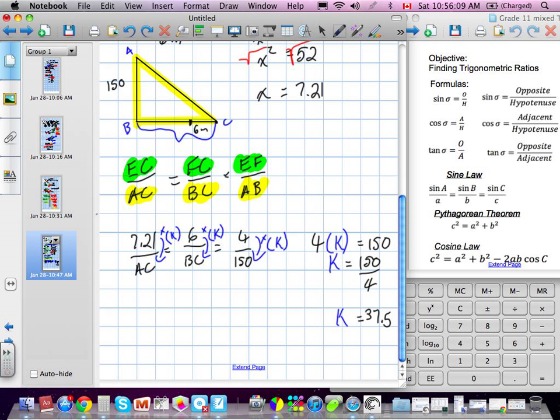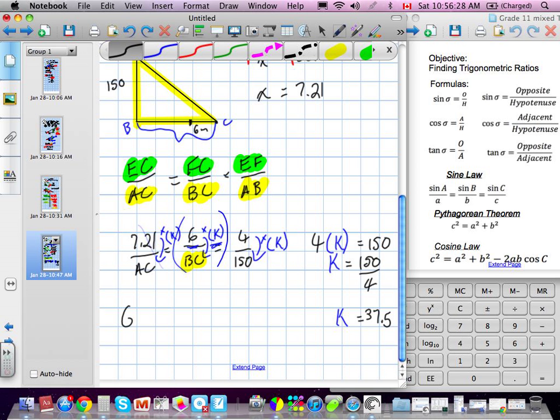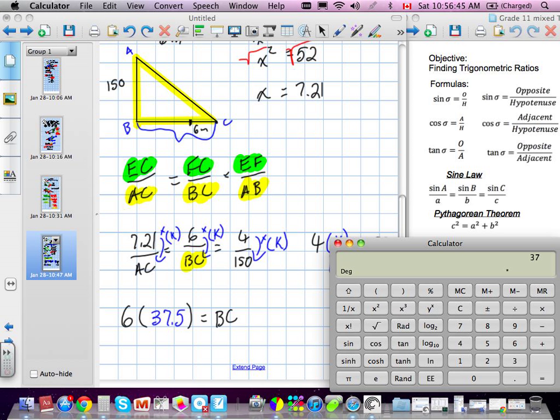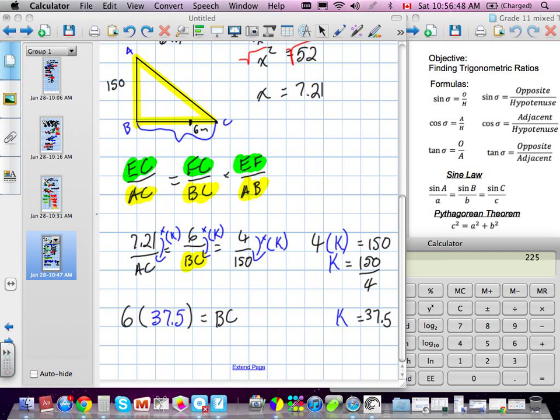What's our goal? What are we trying to find? BC. So we're trying to find BC, so let's not really worry about this ratio here. We know what our K factor is, and we know our number we started with was 6. So let's go 6 times our K factor. K factor is 37.5, is equal to BC. Let's type that in. 6 times 37.5 gives us 225. So side BC is equal to 225. I think it's meters up at the top.